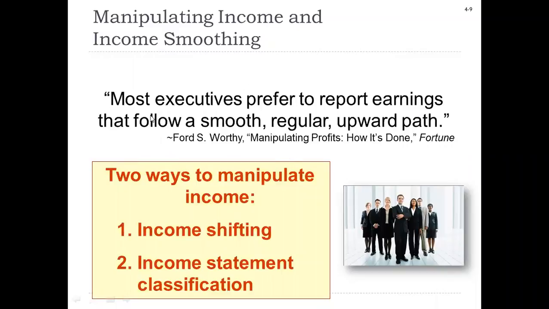So it's an invitation for companies to try to manipulate income by forcing their earnings to be smooth and on an upward path rather than a lot of ups and downs. Okay, so that's again just terminology there.